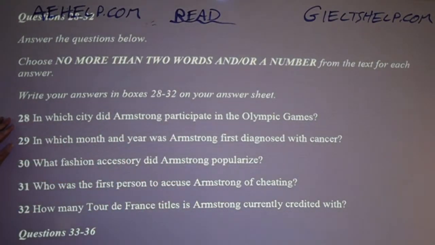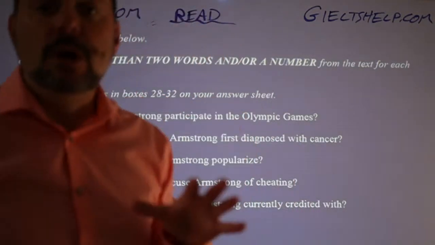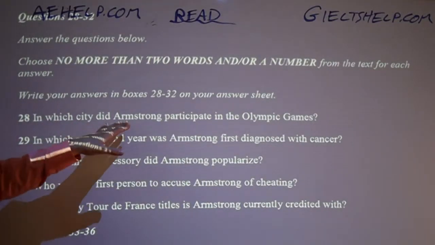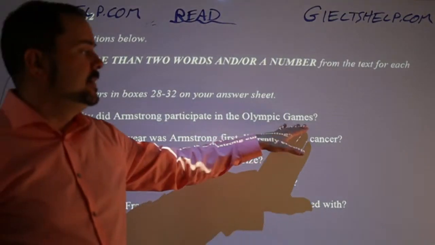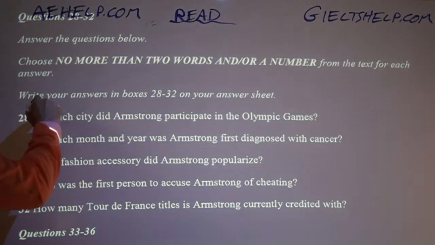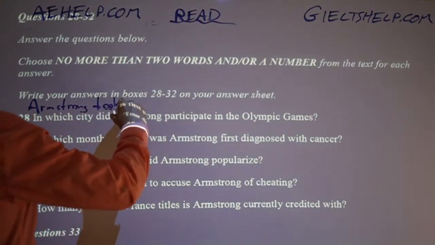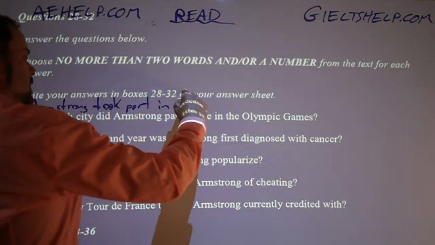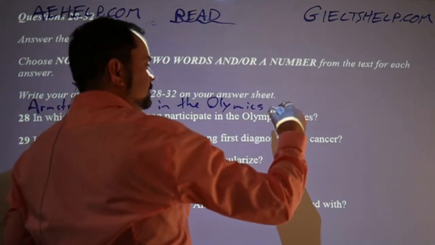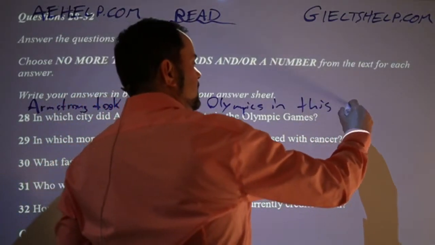So here, what you want to do at home, while you're practicing this, is you want to paraphrase these. So number 28, in which city did Armstrong participate in the Olympic Games? So Armstrong took part in the Olympics in this city.